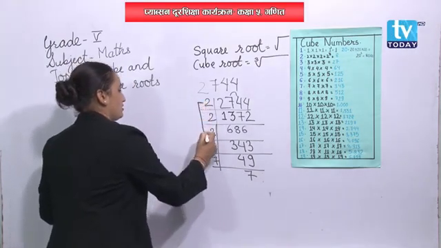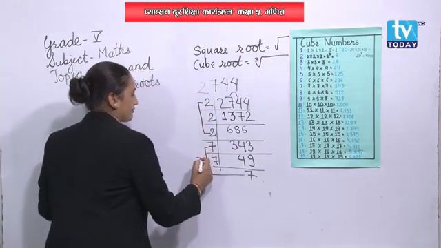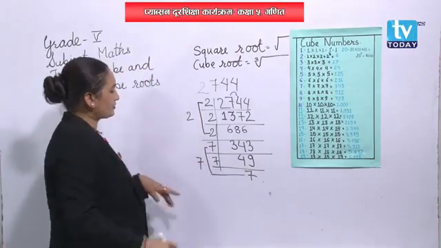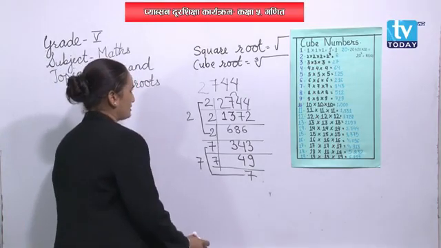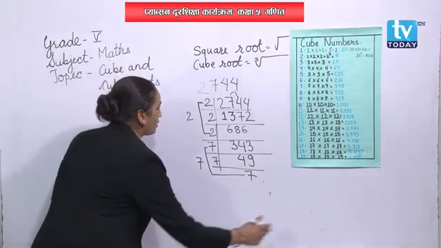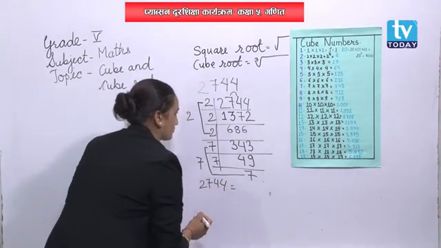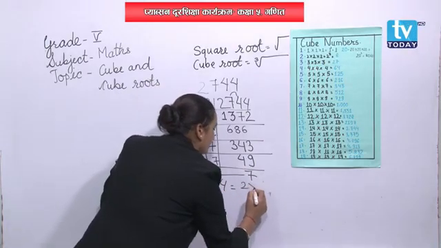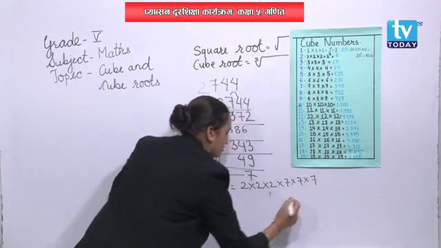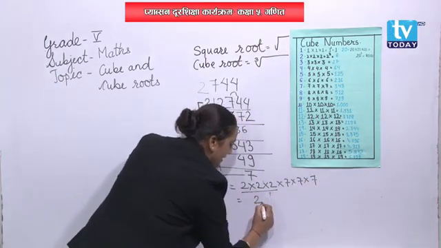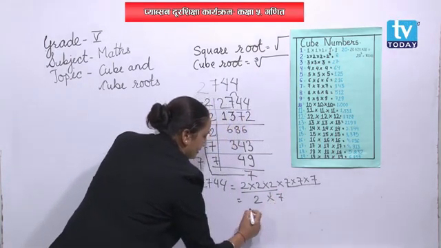Have you noticed? Here 2 is common. This 3 is 7, so 7 is common. So can you guess it? Can you make it the line? Or you can write it in another way also. That is, 2744 equals 2 into 2 into 2 into 7 into 7 into 7. So for the answer, this group of 3 will take a common 2 and this group of 3 will take a common 7. 2 and 7 is 14.